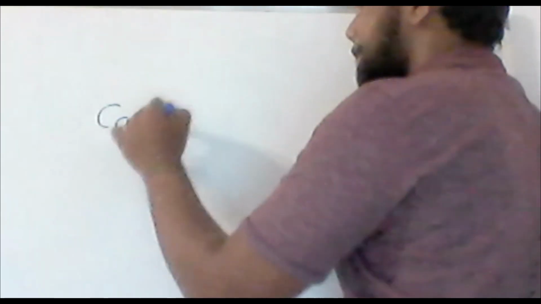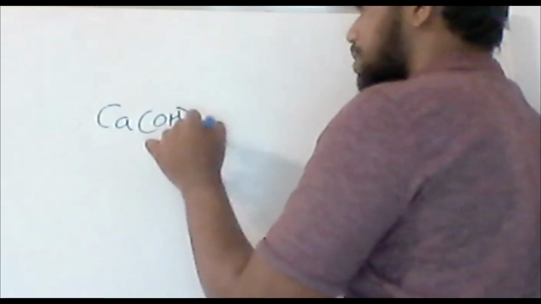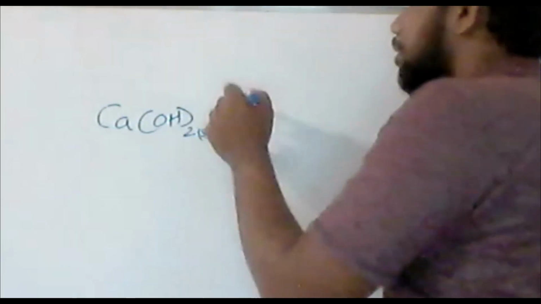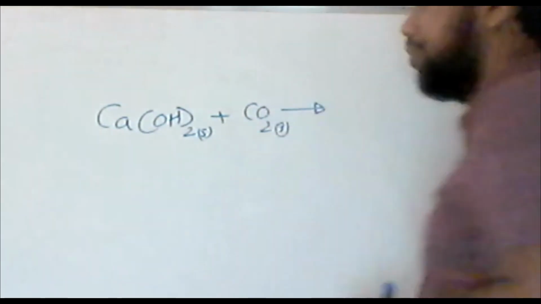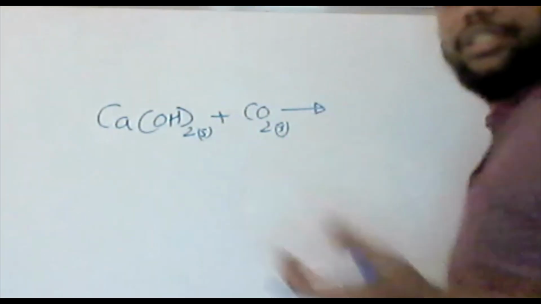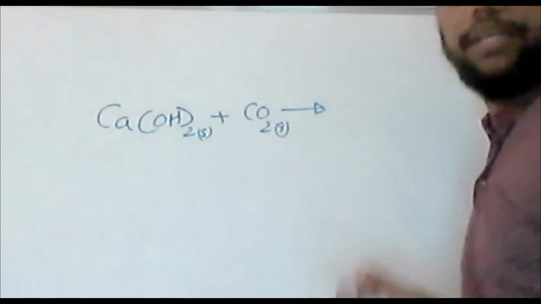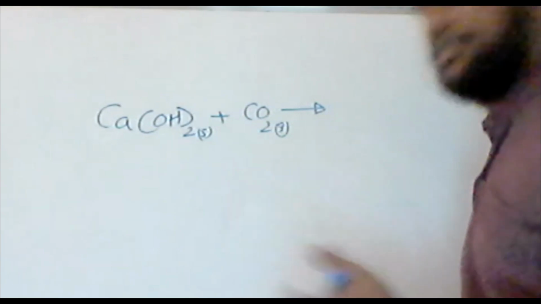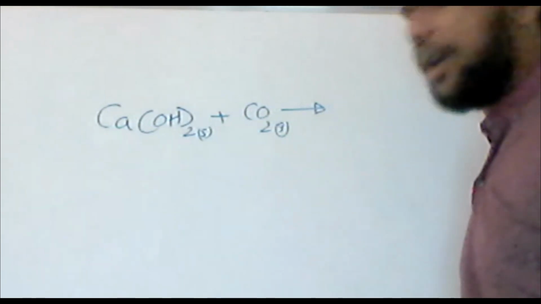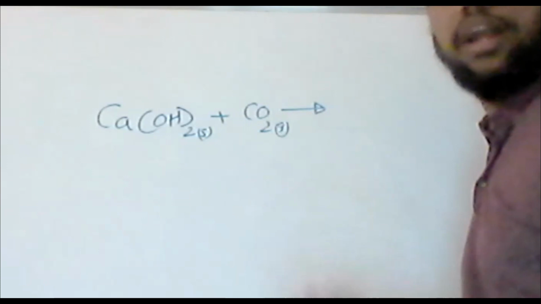So basically we will have calcium hydroxide, which is our solid, and in fact it could be aqueous as well. So we send CO2 gas. What is going to happen here? Initially we were told that a white precipitate is formed, and when you further add carbon dioxide, it turns colorless.